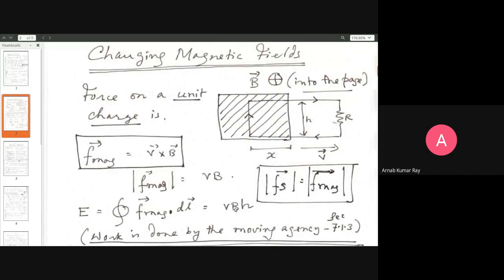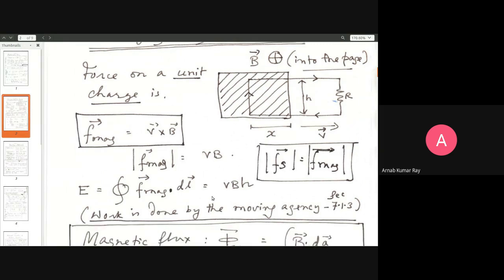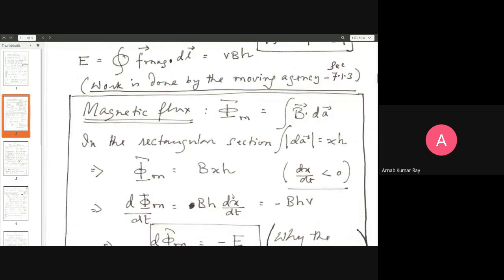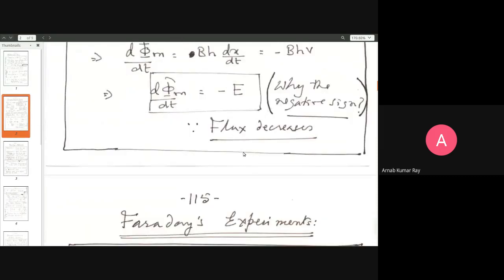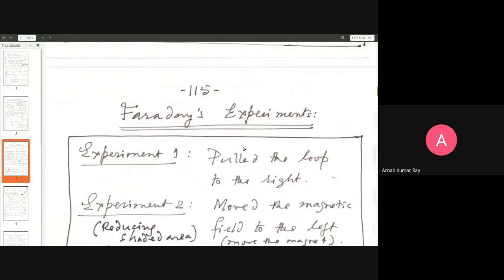If V were to be 0, that is to say nobody pulled the wire and it is static, then there would have been no work done. If V were to be 0, this Roman upright E would also be 0, and so would have been the rate of change of flux. So that is something that you understand. As time increases, flux is decreasing. Now let us understand Faraday's experiments.